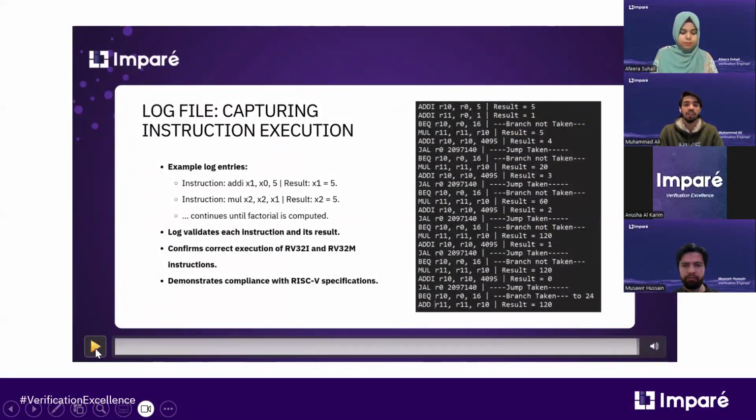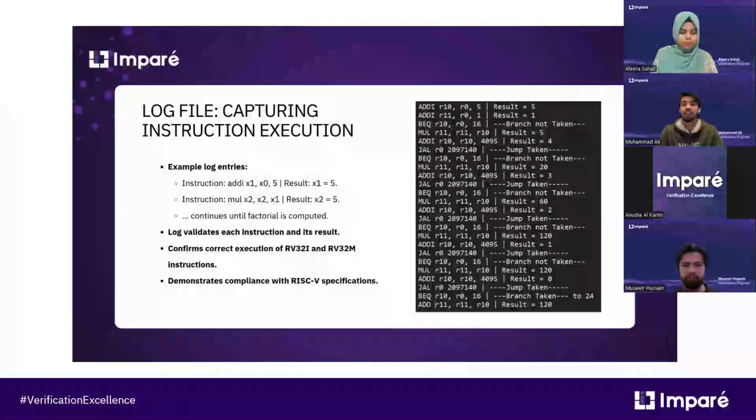Here is the log file generated during the simulation. This log captures the result of each instruction executed by the RISC-V model and its corresponding result, allowing us to verify the correctness of our model. So in the snippet of the code, you can see initially we load the value of a number for which we are going to calculate the factorial, and initialize a register with the value 1.